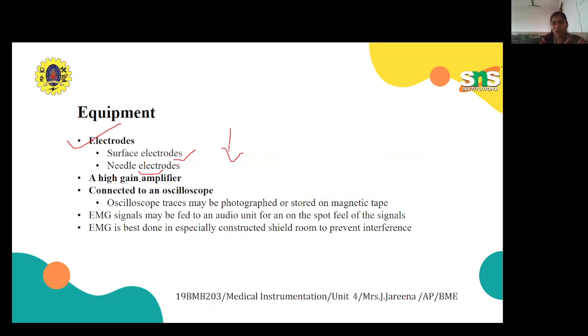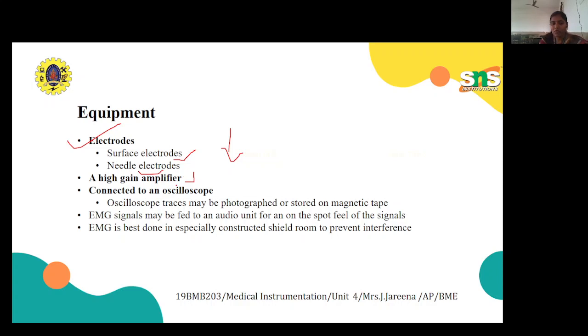Okay, next, once the electrode part is over, we have somehow acquired the electrical signal, that is the EMG signal. What is the next step? We have to design the amplifier, because EMG signals are very low in amplitude, in the range of microvolts or millivolts. So it is not possible for other circuits to do further processing. We have to strengthen the signal in a better way to do detailed analysis. For that we need a high gain amplifier.